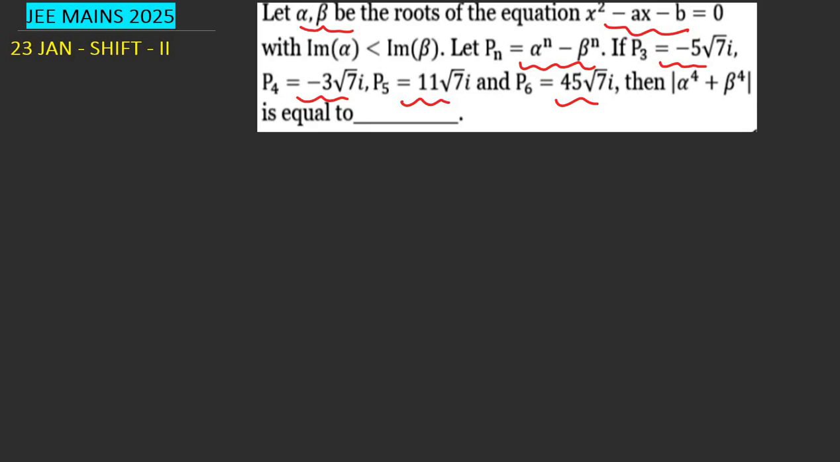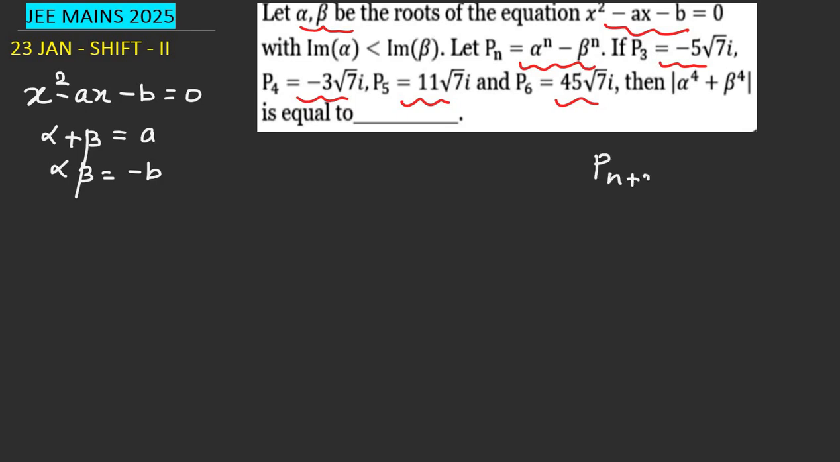So the given equation is x square minus ax minus b is equal to 0. So let us take alpha and beta to be the roots of the given equation. Therefore, the sum of the roots alpha plus beta will be equal to a, and the product of the roots alpha beta will be equal to minus b. Now from Newton's formula, we have P(n plus 2) minus a P(n plus 1) minus b Pn is equal to 0.